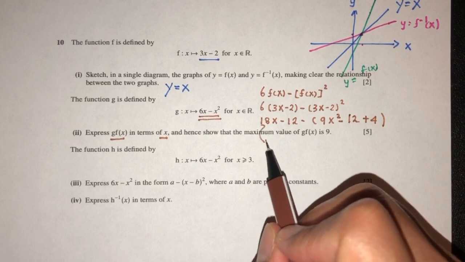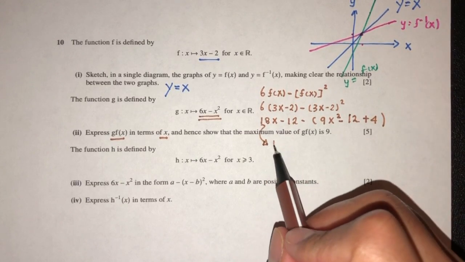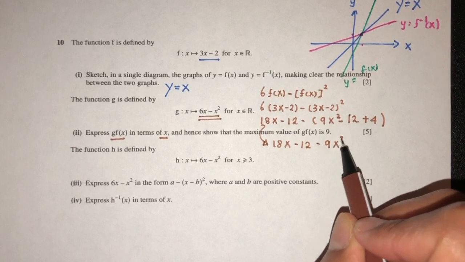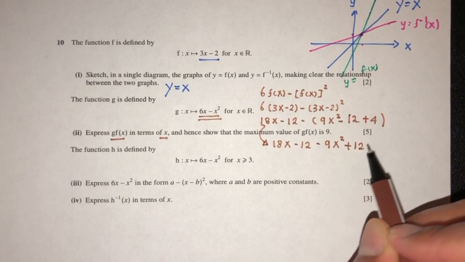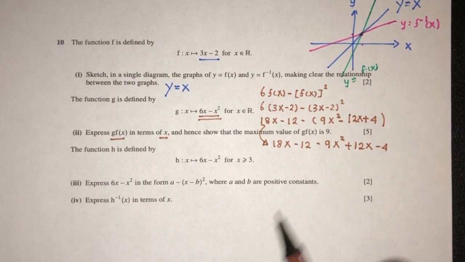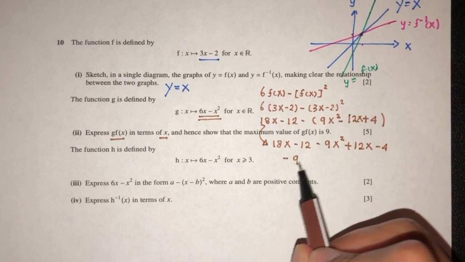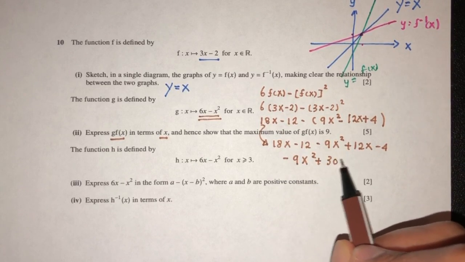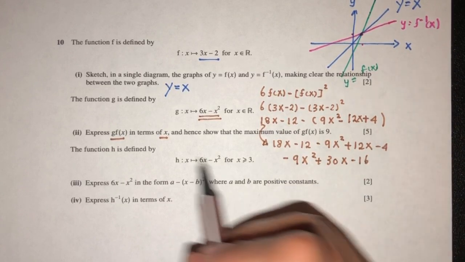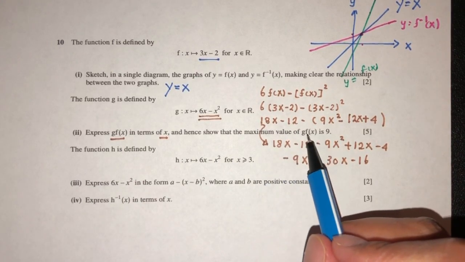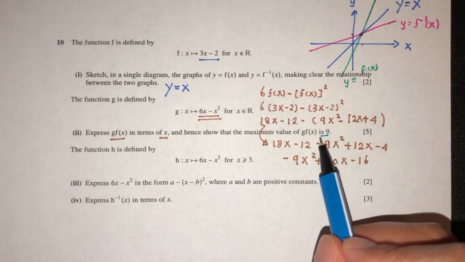So simplify. 18x minus 12 minus 9x square plus 12x and minus 4. Let's see what you have. You will have minus 9x square. 18 plus 12 will be 30x minus 16. That will be this one. And then show the maximum value of g of x is this.